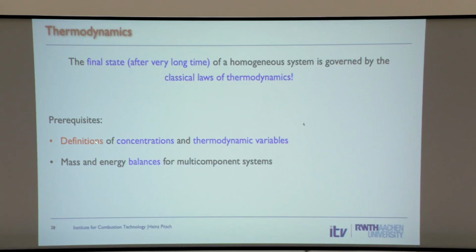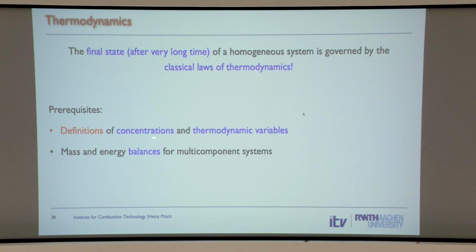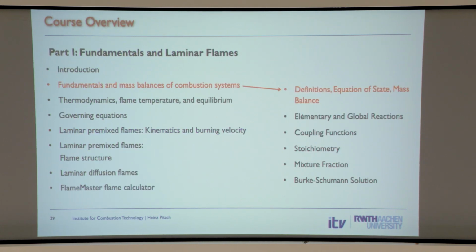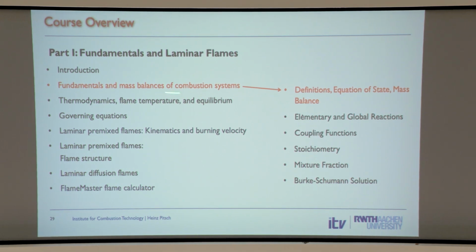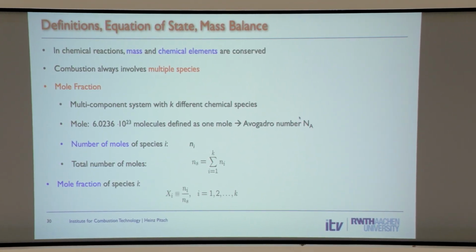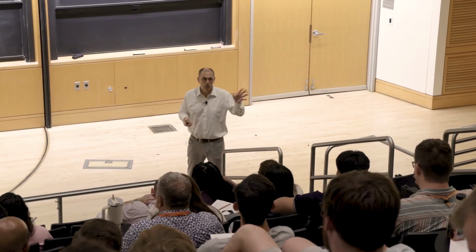So that's what thermodynamics tells you. And in order to understand all of this, to talk about thermodynamics, we need to have a lot of definitions, concentration, thermodynamic variables, and so on. And we need to know how to do mass and energy balances for multi-component systems. Of course, multi-component is very important for combustion. Okay, so this is the section, and you see here always the subsections, and we start with these definitions. Again, we'll go over many of these very quickly, and if it's too fast, let me know. And if it's too slow, let me know also.